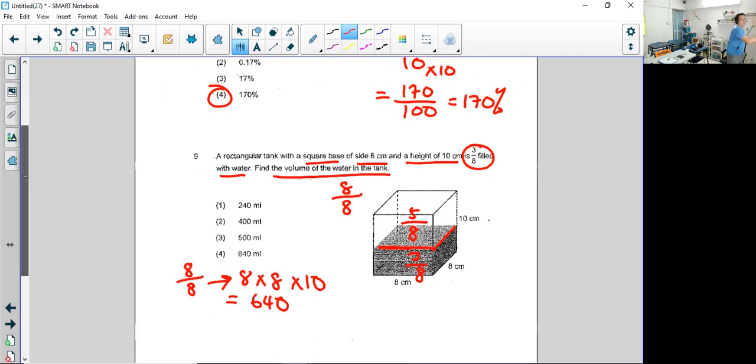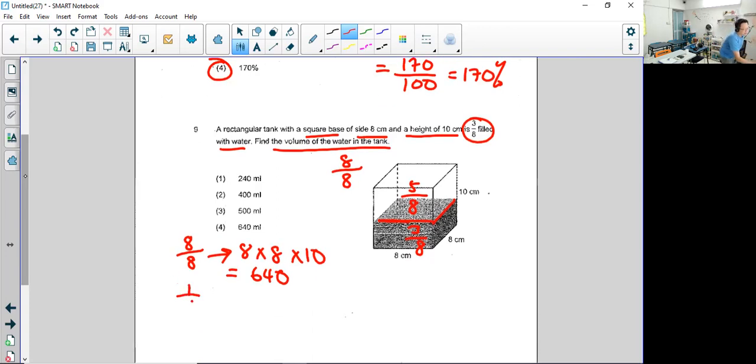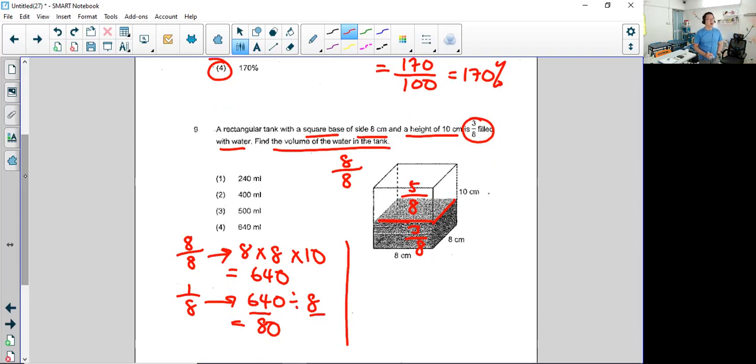So what is 1 unit? So 1 unit will be 640, and then you divide by 8. So you cover the 0. 64 divided by 8, that will give you 8, and put back the 0. So 1/8 or 1 unit is 80 ml. And how many units of water inside the container? It is 3/8. So you take 3 units times 80, or 3 times 80. So that will give you 240 ml of water in the container, right?